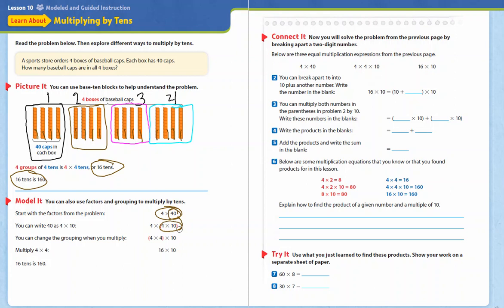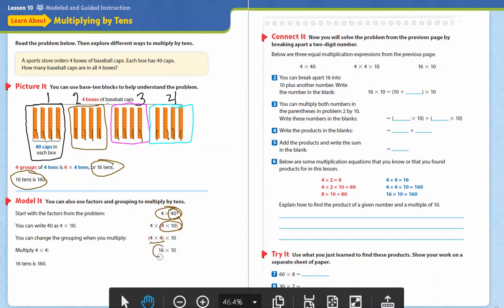You can also change the grouping when you multiply to make it simpler. 4 times 4 is a lesser number and it's going to be easier for you to multiply. 4 times 4 is 16, and then you bring down your 10. So now you have 16 times 10. 16 tens equals 160.